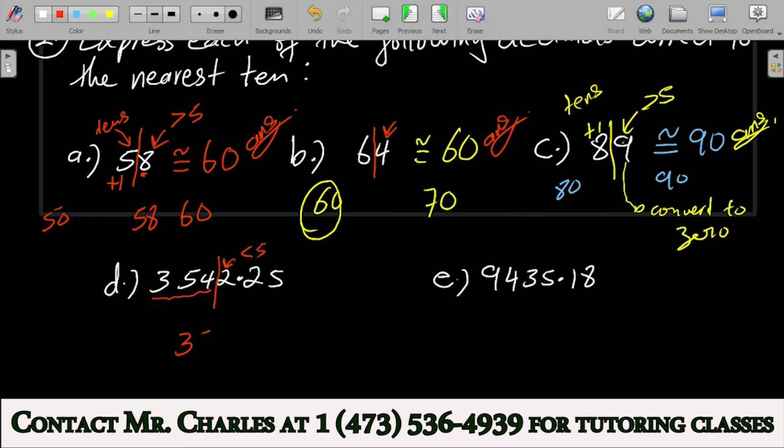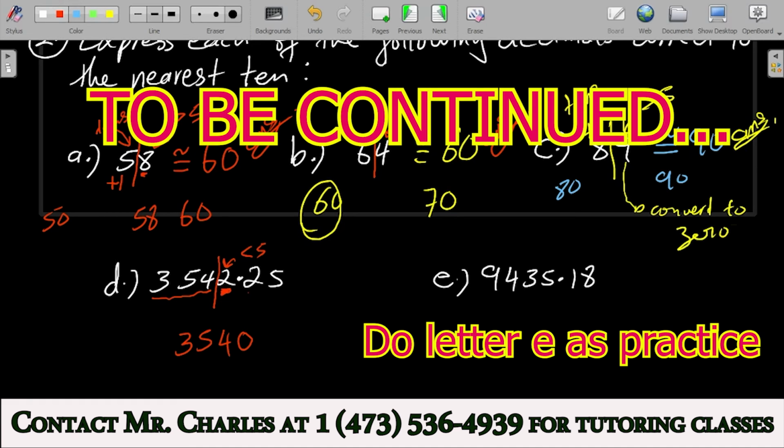So we would have 354 as part of our answer, and then the 2 we have to change to a 0, so 3,540. And since the 25 here comes after, or to the right of, the decimal point, we have to drop them. So our answer would be approximately equal to 3,540.